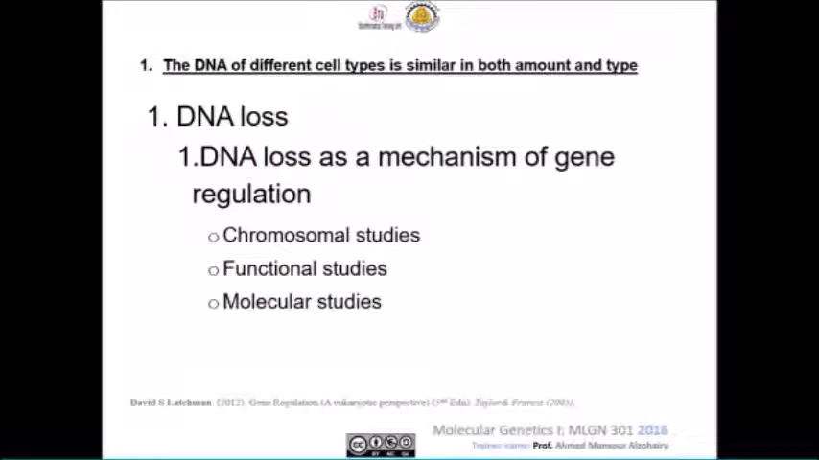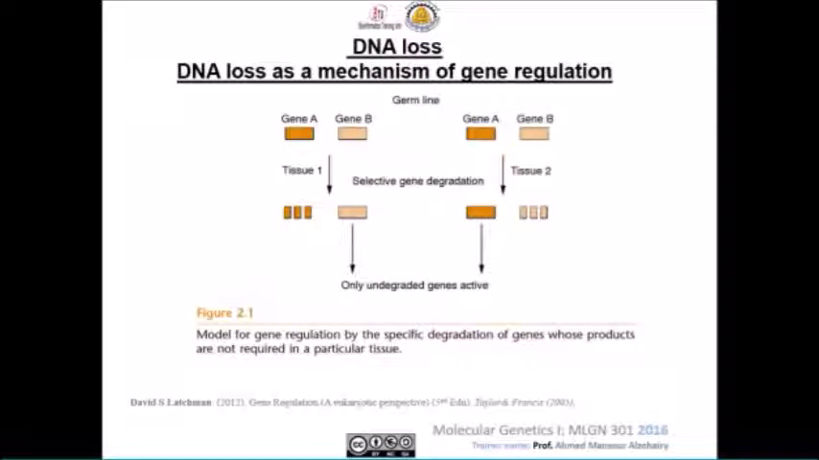In this lecture, these are the topics which we will discuss: that DNA loss is a mechanism of gene regulation, and we could study that on three different levels. The first level is chromosomal studies, the second level is functional studies, and the third level is molecular studies. As we see, DNA loss is a mechanism of gene regulation, and scientists have proposed a model for gene regulation by specific degradation of genes whose products are not required in a particular tissue.